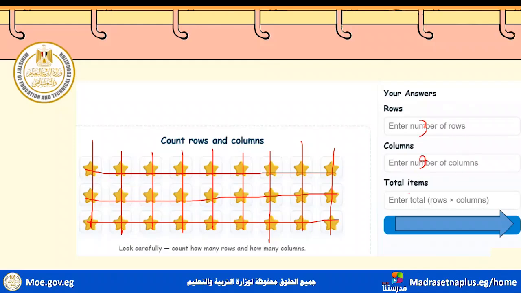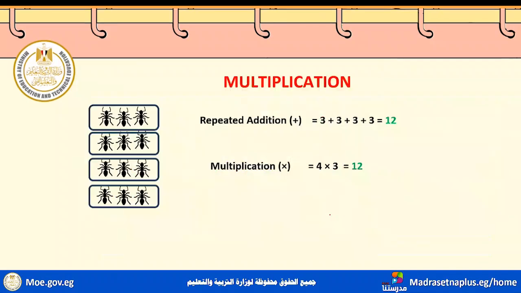Finally, by counting, I'll get the total number of items will be 27. Let's study now something about arrays. It's called multiplication. Look at this array. This array consists of 4 rows. Each row has 3 spiders. So how to count the number of spiders?